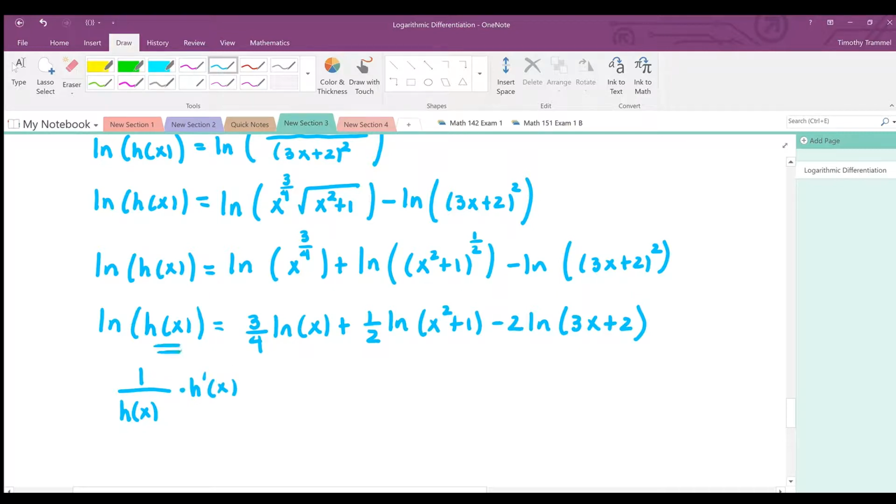Right, that's our inside function h of x, is equal to, and we'll get 3/4, and the derivative of the natural log of x is just 1 over x, plus 1/2 times, and now we want to take the derivative of the natural log of x squared plus 1. So it's going to be 1 over x squared plus 1. And don't forget to multiply by the derivative of the inside, which would be 2x. And then we have minus 2 times 1 over 3x plus 2 times 3.